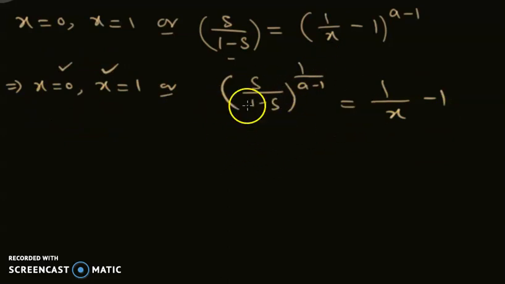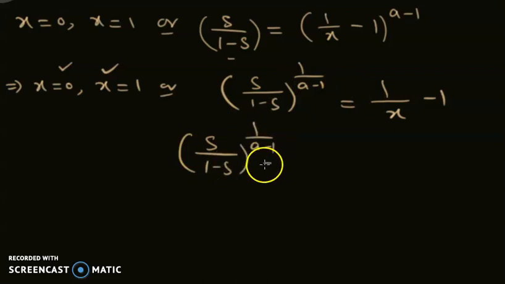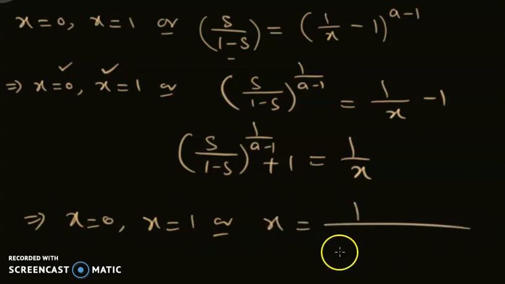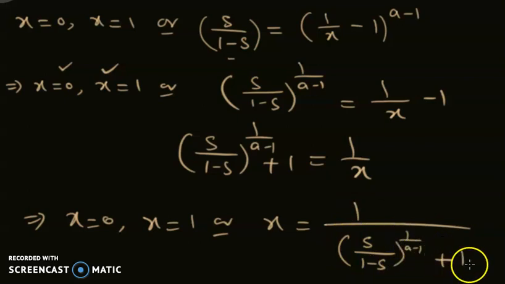Let's simplify just this guy over here, s over 1 minus s to the 1 over a minus 1 plus 1 to be 1 over x, and this way x is 0 or x is 1, or x is equal to 1 over (s over 1 minus s) whole to the 1 over a minus 1 plus 1. So these are three fixed points. Let me give them subscripts as x1, maybe x2. Okay, let me call this x3 and x2.